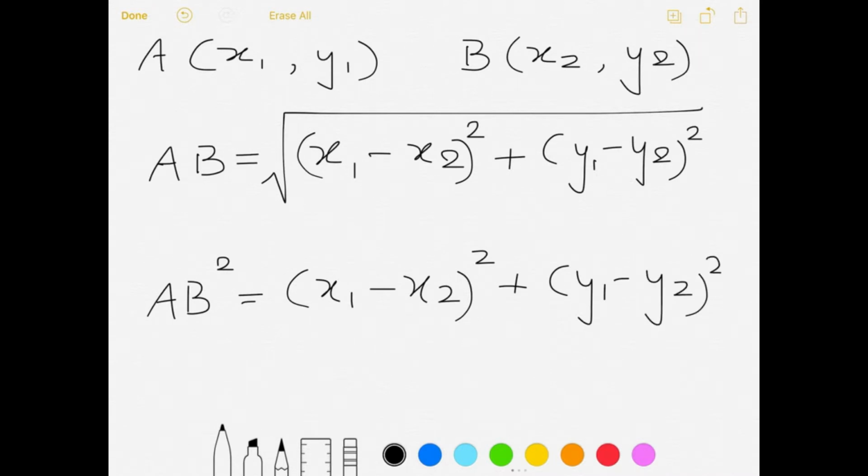Now if you remember this formula, the distance formula, well done. Half of the chapter or most of the chapter has the same formula. Okay, you need not worry about the other things.